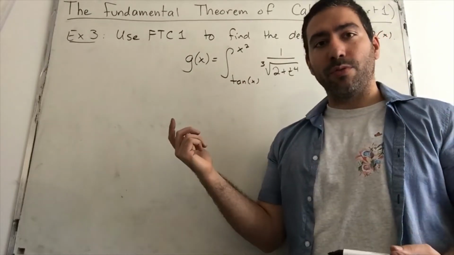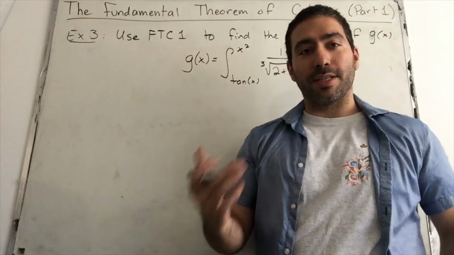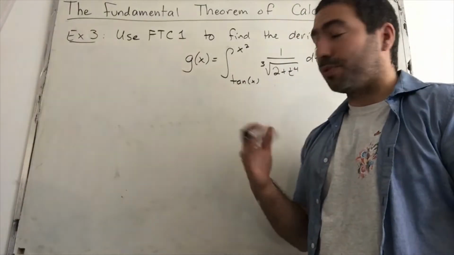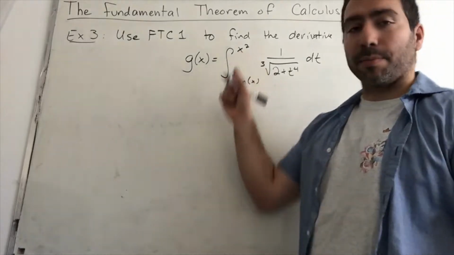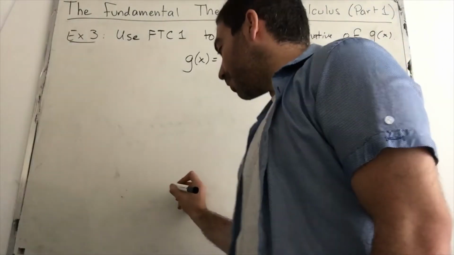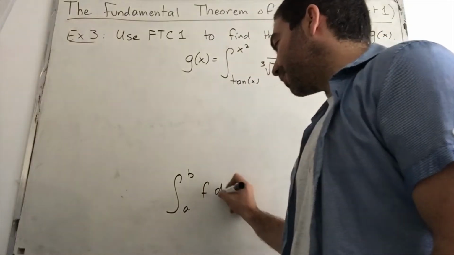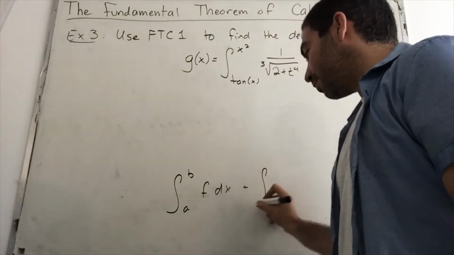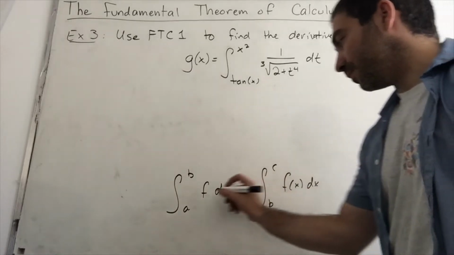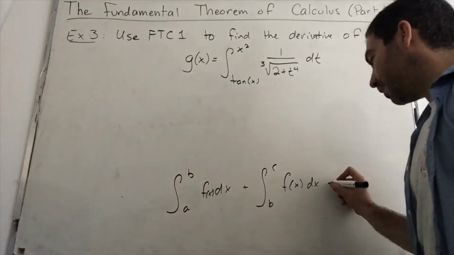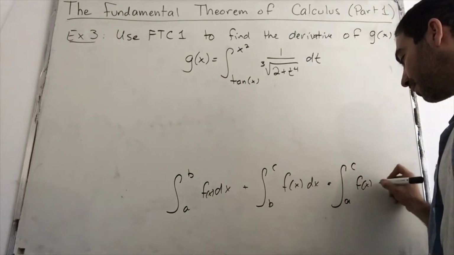We have two functions. Well, the game plan is to apply property 6 from our previous video, our properties of definite integrals. We're going to split this up. So the property that we're using is the integral from a to b of some function plus the integral from b to c of the same function, let's call this f of x, is equal to the integral from a to c of f of x dx.